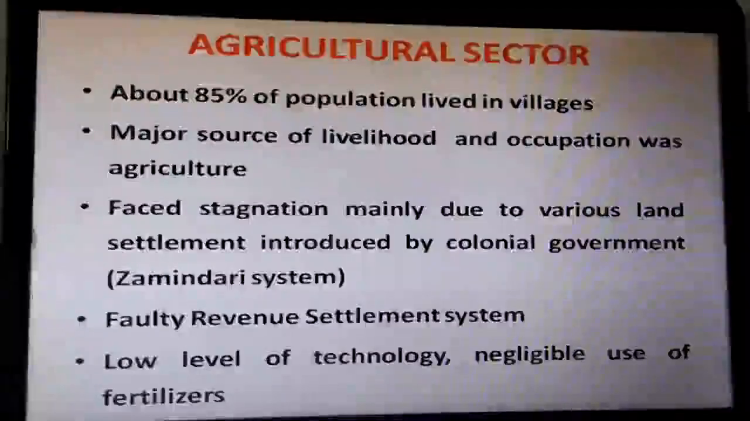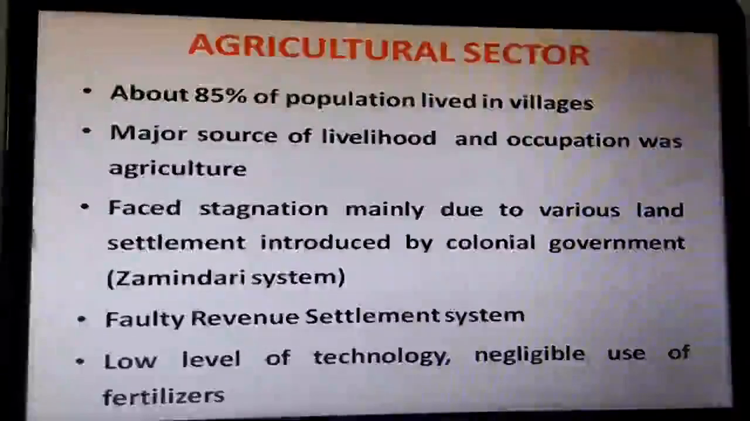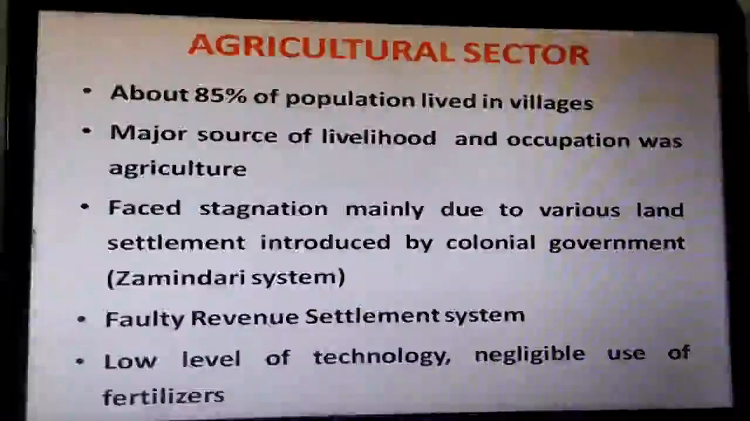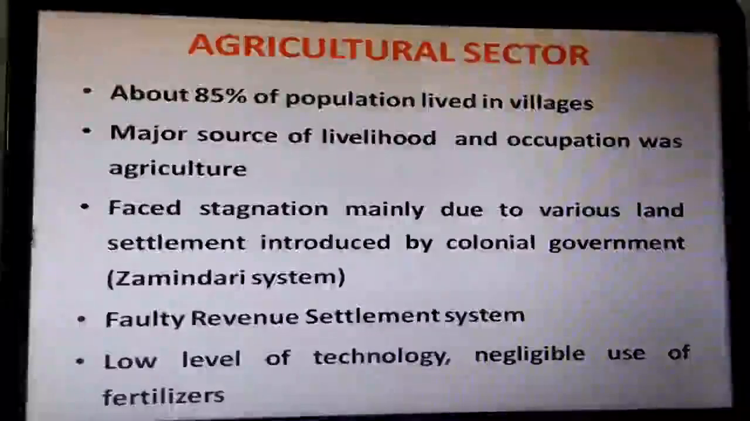by the colonial rule. So what is this faulty revenue settlement? Under this revenue settlement system, the dates for depositing the specified sum of revenue were fixed, failing which zamindars were to lose their rights, and thus this was one of the main reasons for stagnation of the agricultural sector.